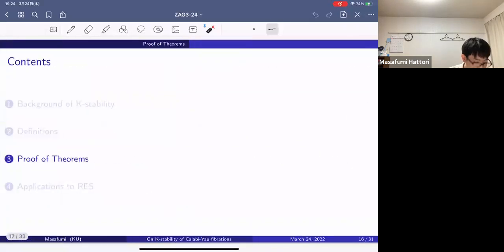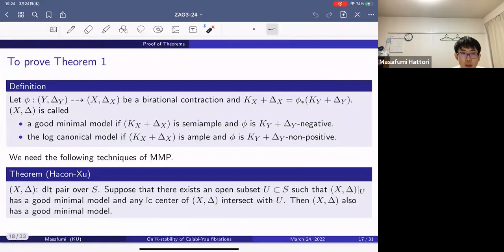And so from now, we explain the proof of our theorems. So to prove theorem 1, we need to recall the definition of the minimal model program. So let phi be a birational contraction and K_X plus Delta equal to the push forward of K_Y plus Delta_Y. Then (X, Delta) is called a good minimal model if K_X plus Delta is semi-ample and phi is K_Y plus Delta_Y negative. And (X, Delta) is called the log canonical model if K_X plus Delta is ample and phi is K_Y plus Delta_Y non-positive. So this means that there is a common resolution.